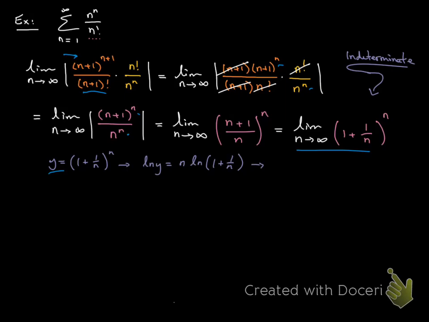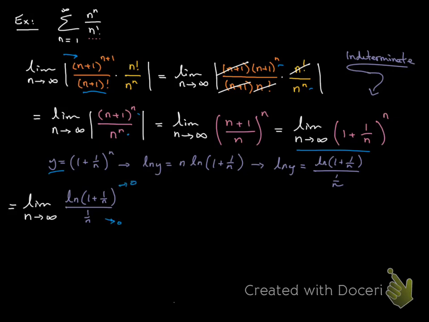I'm eventually going to apply L'Hopital's rule, but I need a quotient to do that. Multiplying by n is the same as dividing by 1 over n. So when I take the limit of that new expression there in purple, I have an indeterminate form again. The numerator is going to 0 and the denominator is going to 0. So I can apply L'Hopital's and take derivatives. I get 1 over 1 plus 1 over n, and then the derivative of 1 over n is minus 1 over n squared. The denominator is just minus 1 over n squared.